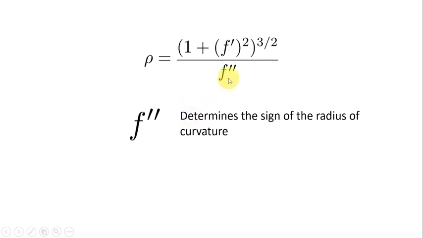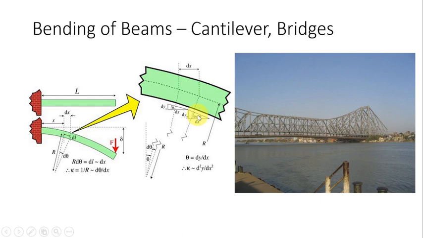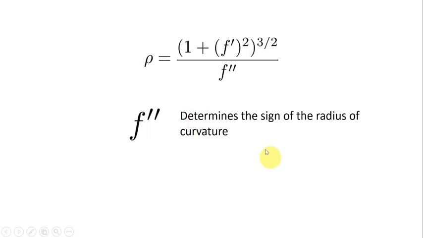Here it's important for you to notice the following. Since f prime is squared, whether f prime is positive or negative, the numerator is not going to be affected. The numerator will always be a positive quantity, whereas f double prime is going to be a negative or positive quantity as the curvature may be.